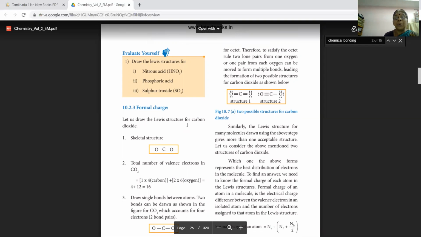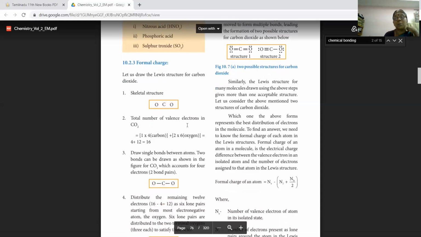The carbon needs 2 more electrons for the octet rule. To satisfy the octet rule, 2 lone pairs of 1 oxygen, or 1 pair from each oxygen, can be moved to form a multiple bond, leading to 2 possible structures for carbon dioxide, given in the box. That is oxygen with 4 electrons, double bond, carbon, double bond, then oxygen again with 4. That is the first structure. One more structure is also possible: oxygen triple bond with 2 electrons, and carbon single bond oxygen with 6 electrons. So both structures are possible.